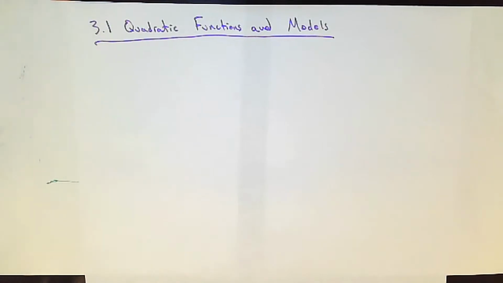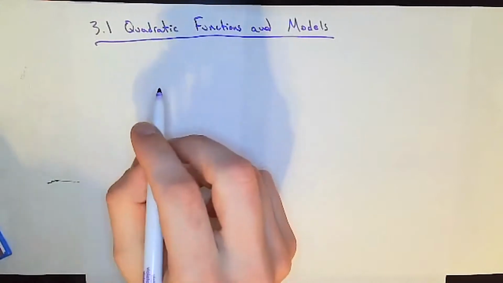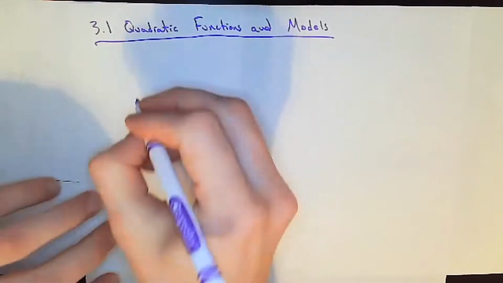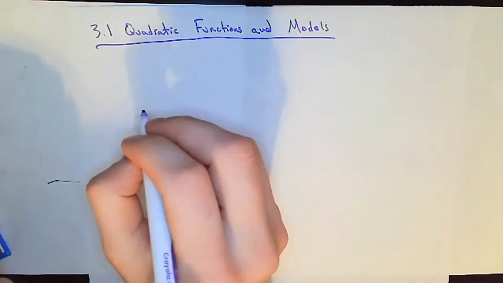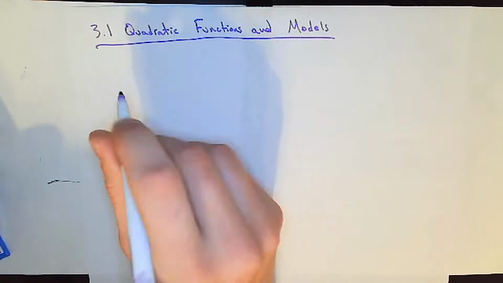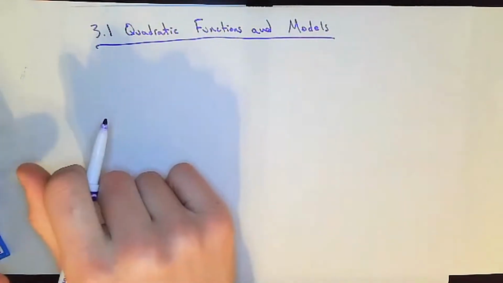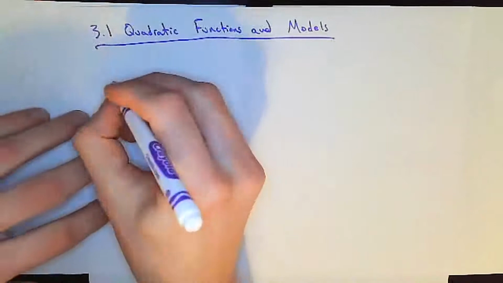So first, we're moving into section 3.1, which is quadratic functions and models. So we're going to first start with just quadratic polynomials. First of all, a polynomial is a function. The book says a polynomial function of degree n is a function of the form, and then there's this form of a generic polynomial there. So I'm going to use that as well.